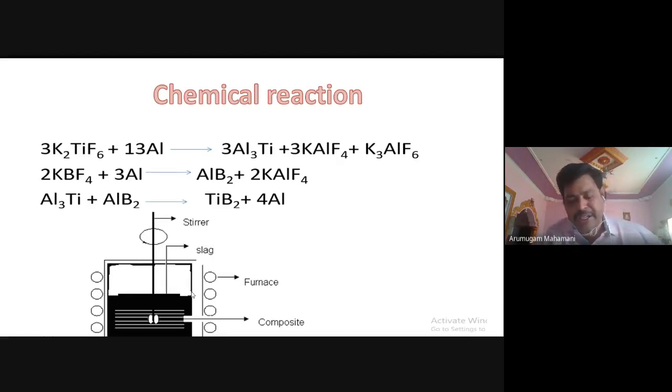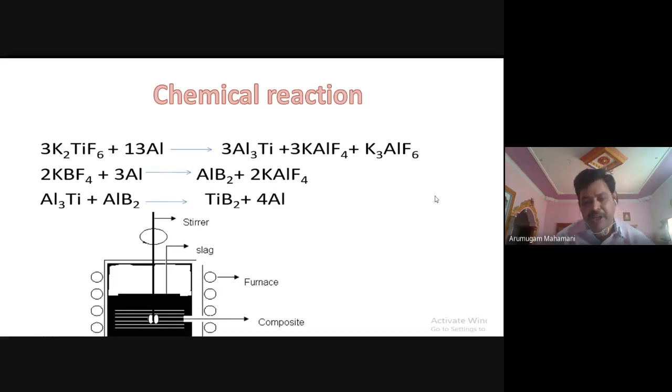While it is floating, it is very easy to remove. Take some spoon, an iron spoon or something, you can take, right? This KAlF4, something like that. Okay. So once you remove all the slag, finally you will get Al and TiB2. This TiB2 is called in-situ synthesis. TiB2 is a ceramic material. Aluminum is a ductile material. So through chemical synthesis, we got pure Al-TiB2.